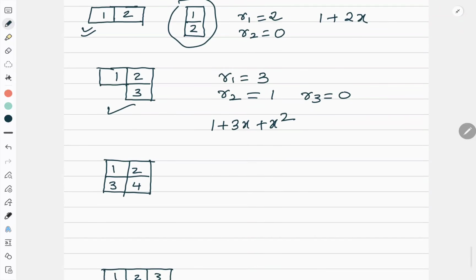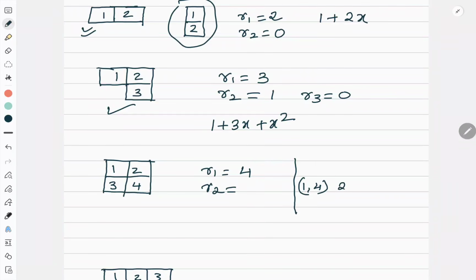Now let us come to this. Now what is R1? 4. Let us see R2. As I said, R2 means I will start listing. Here I will list. Now 1, can I place it with 2? No. 1, can I place it with 3? No. But 1 I can place with 4.